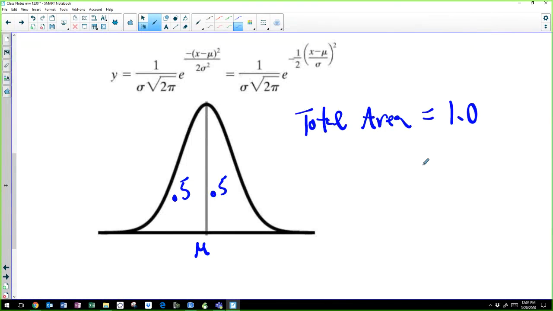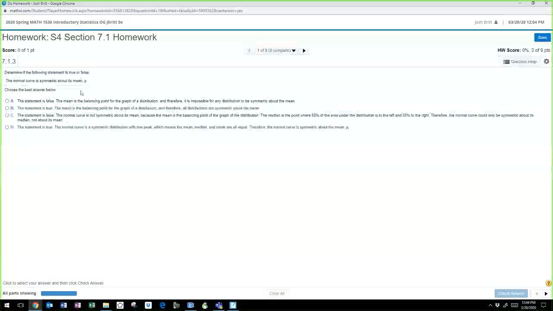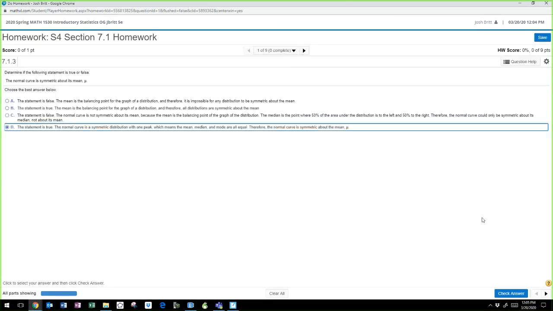All right, so let's go over and look at a couple of your homework questions. So is the normal curve symmetric about the mean? Well, yes, we just said that. So this statement is true. The mean is the balancing point for the graph of a distribution, and therefore all distributions are, well, that's not true. The normal curve is a symmetric distribution with one peak, which has one mean, median, and mode, which are all equal. So this is the one you want here.